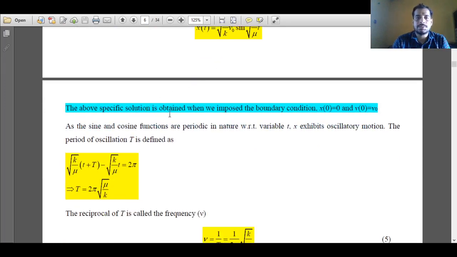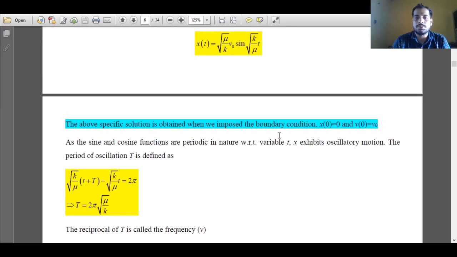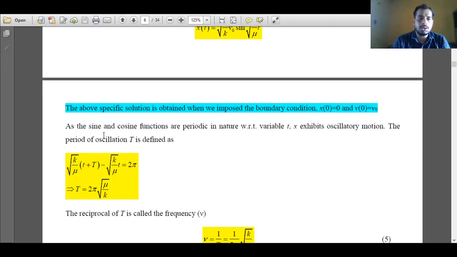The above specific solution is obtained when you impose the boundary conditions. What are the boundary conditions? That at zero time the displacement is 0 and the velocity is given as v0. Now, as the sine and cosine functions are periodic in nature, they repeat themselves after a certain period.